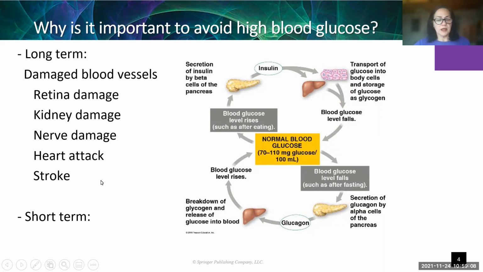Okay, and then the short-term consequences we haven't talked about. The very high blood glucose levels can lead to dehydration. And I don't mean a little bit of dehydration. I mean profound dehydration to the point that the patients are hypovolemic. They lose so much fluid. And we'll talk about what happens in the kidneys that leads to this problem.